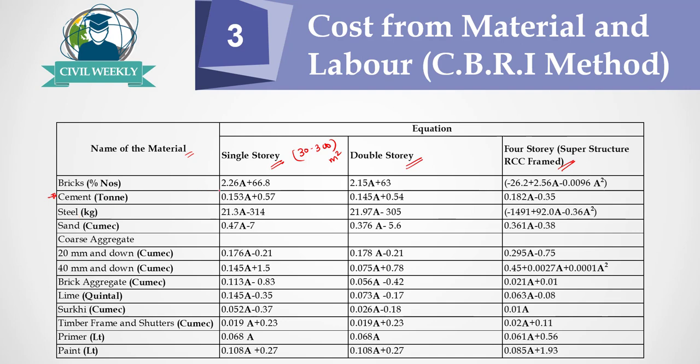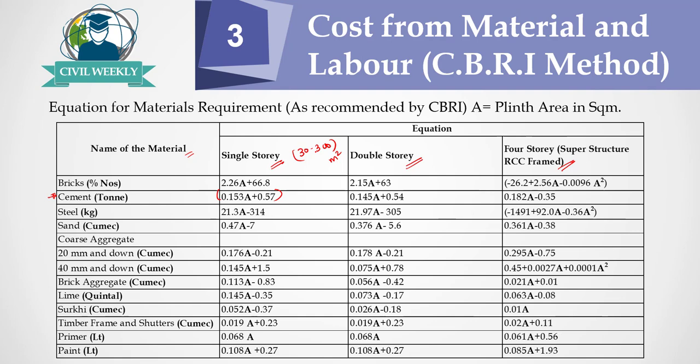We have to use this particular formula, and if we use this formula, we will get the quantity of cement in terms of tons. In this equation, it is 0.153A plus 0.57. And what is this A? It is nothing but the plinth area. As we have discussed earlier, this method is based on the area, and this area is the plinth area. You can see in each and every equation this plinth area is involved.